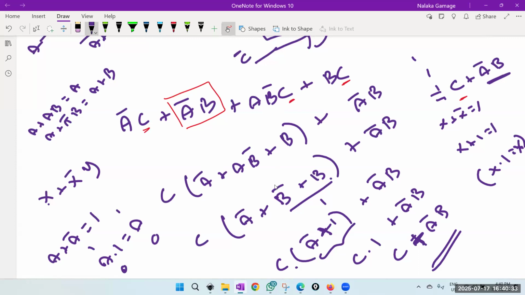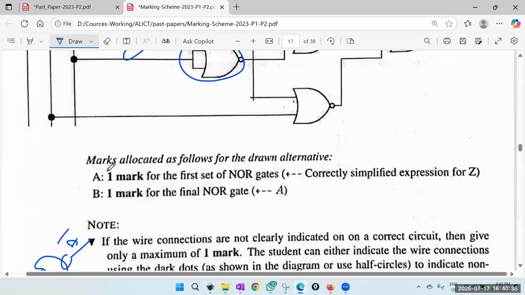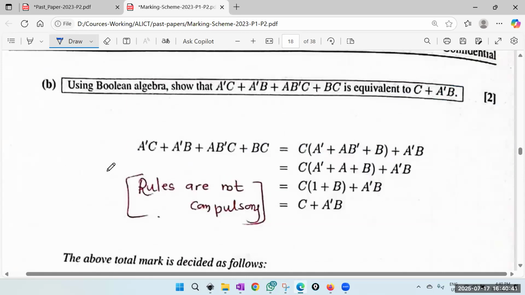Okay. So let's see how the examiner has done it. Maybe the examiner has done it in maybe one or two ways. You can see the examiner has taken C out. Then A bar plus AB bar is, this is X plus X. I don't know how that examiner has taken this. This B is still there. The examiner writes this as A bar plus A. How can you write A bar plus A?